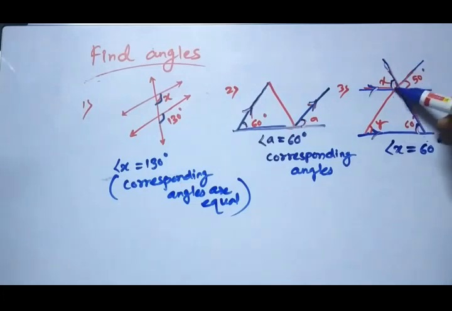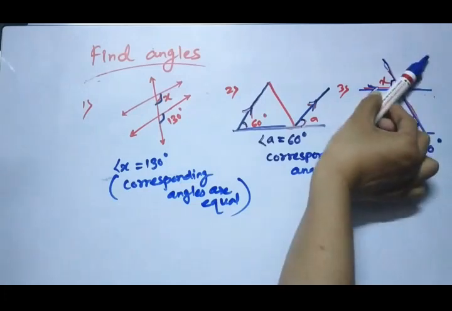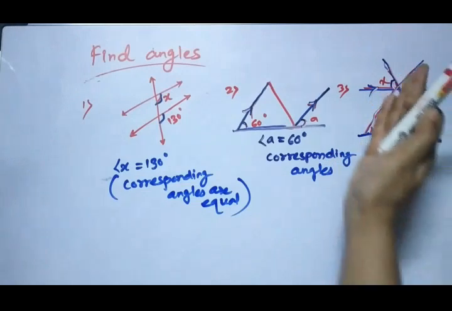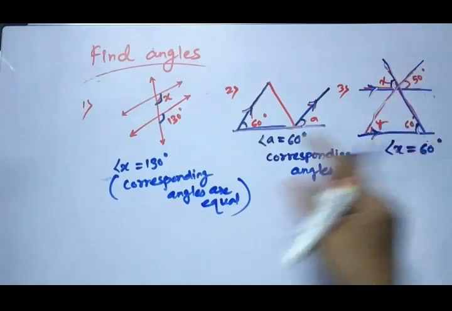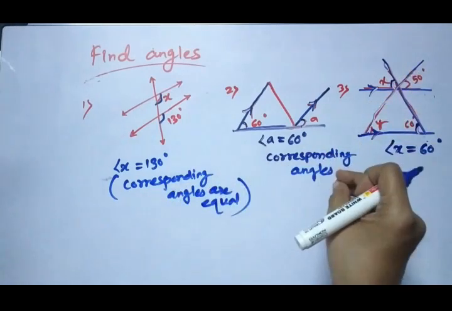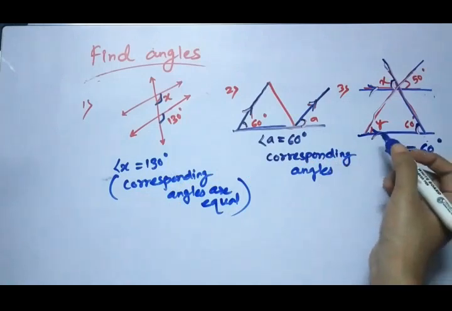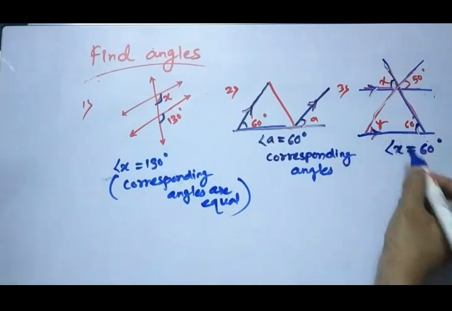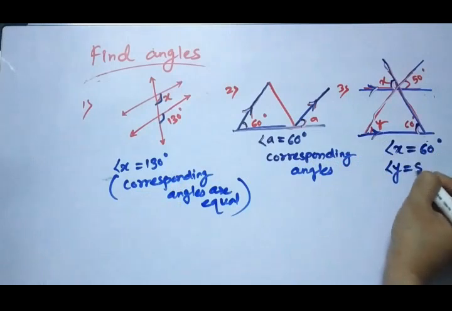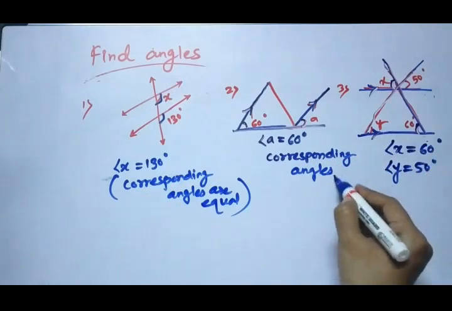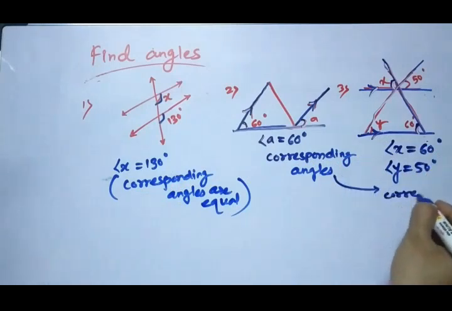And if you notice another transversal line, this one, angle 50 and Y are on the same side of the transversal. Corresponding angles are those angles which have the same position, the angles on the same side of the transversal. So here angle Y is 50 degrees. The reason is again corresponding angles, and their measures are equal.